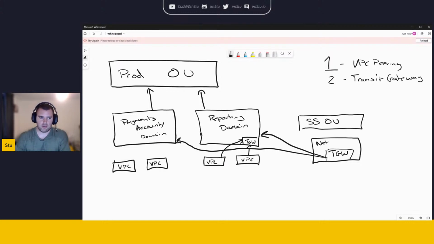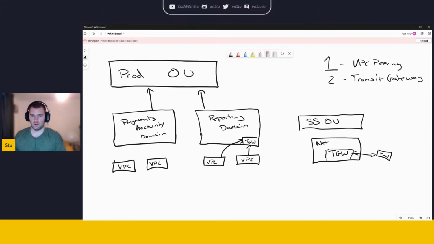But what ends up happening is, what if you want to go multi-region? If you want to go multi-region, you have to create a transit gateway in each of the regions and then start joining those transit gateways together, which becomes a bit of a mess. So what do we do to get around that? Well, that's where option 3 comes in. And this is something that's very new in AWS, and it's called Cloud WAN.